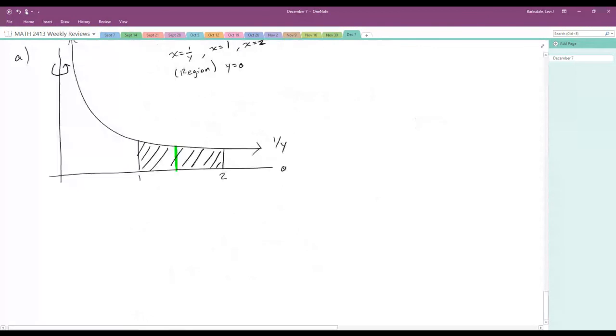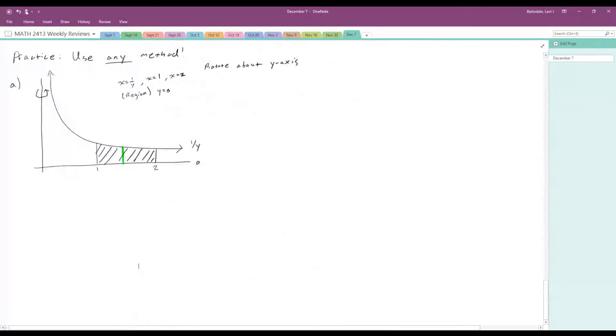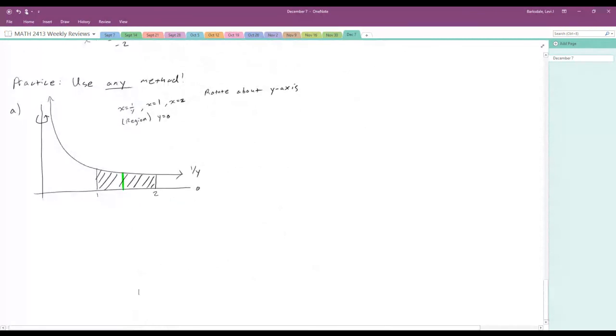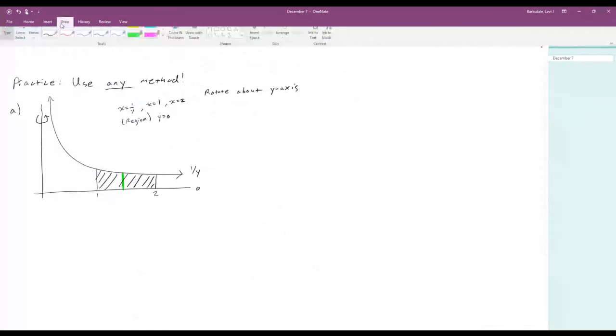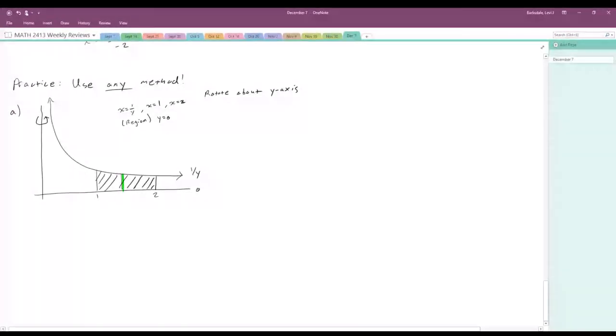I have decided that I should use a vertical bar, which means that everything should be in terms of x. So my integral should be in terms of x. I should be doing dx's. Well, that automatically tells me that I need to be using the shell method, because here my vertical bar is parallel to my axis of revolution.